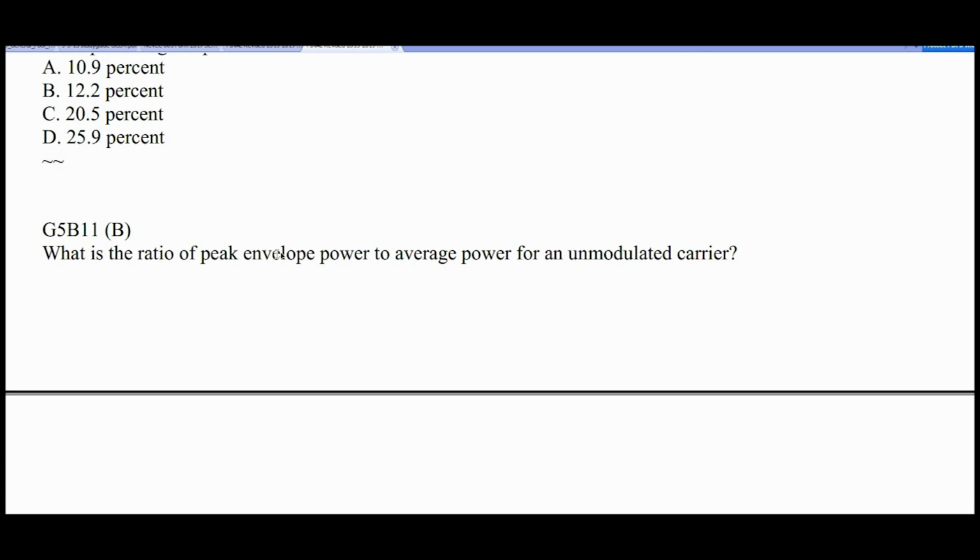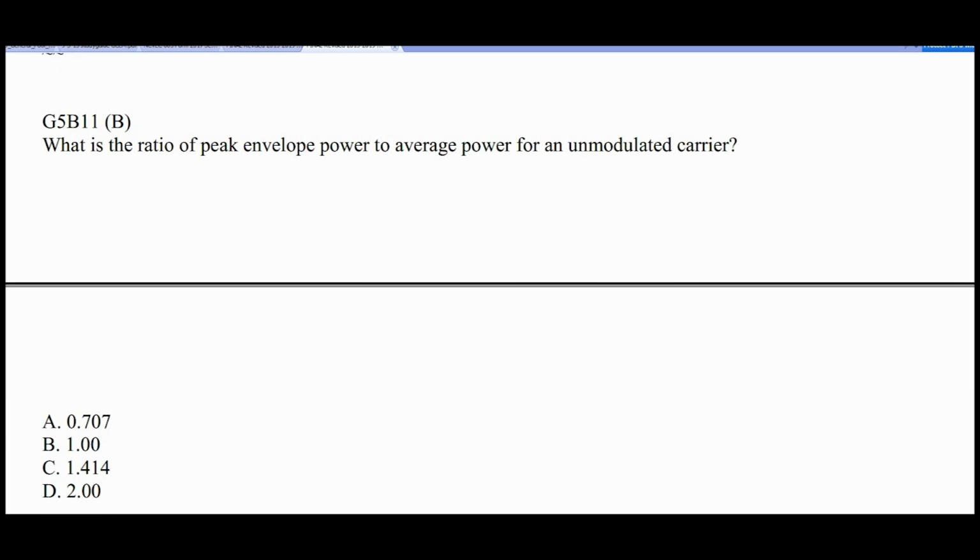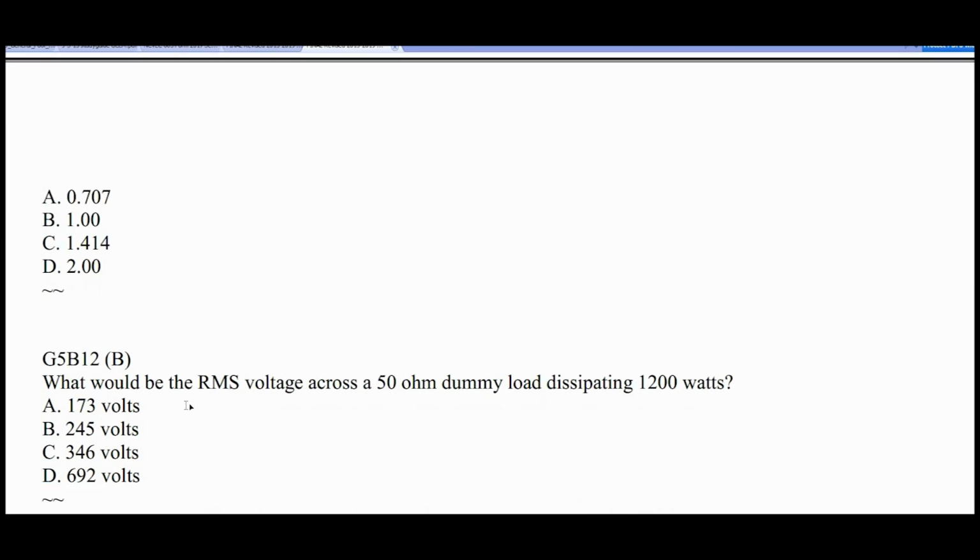G5B11, what is the ratio of peak-to-peak envelope power to an average power? Okay, this is a tricky question. What is the ratio of peak to average unmodulated carrier? Well, there is no peak, so it's 1. That's just meant to fool us.